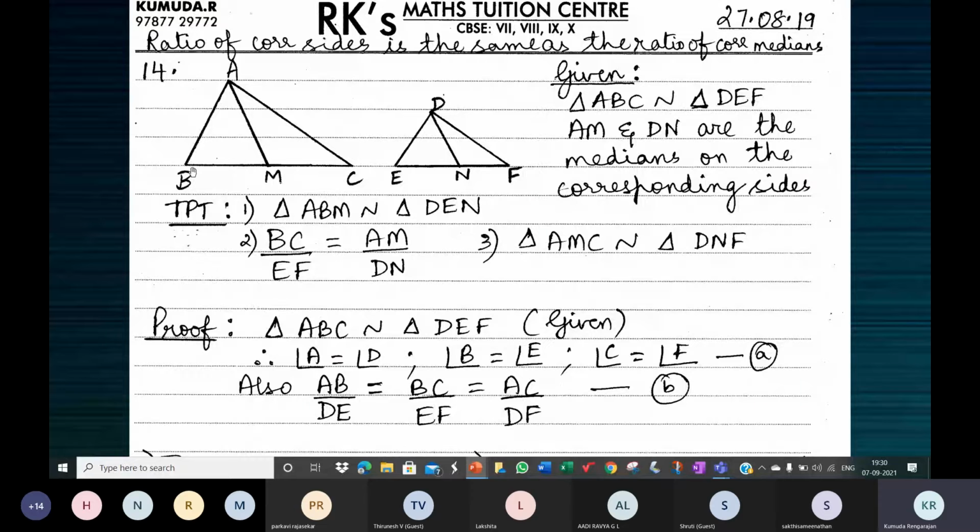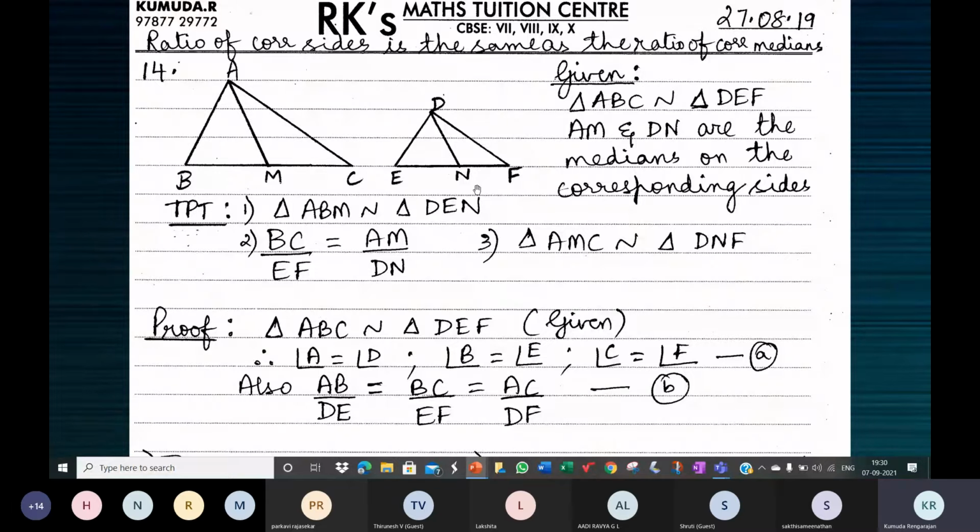Which is the angle included by the sides AB and BM? Angle B. And the angle included by DE and EN? Angle E. So are the included angles equal, angle B and angle E? Yes, ma'am. Angle B is already equal to angle E. So by SAS similarity criterion, these two triangles are similar to each other because AB by DE is equal to BM by EN.